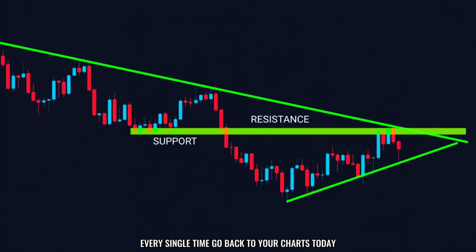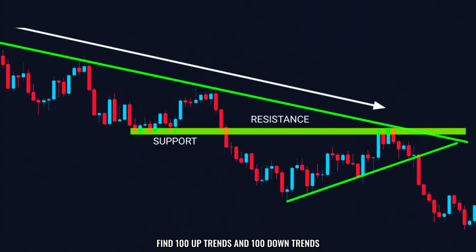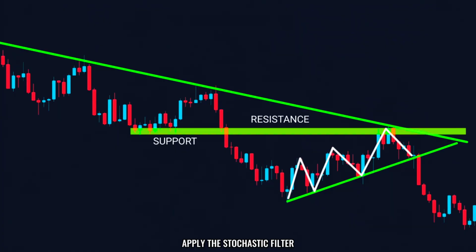Go back to your charts today. Don't take a single trade. Just practice drawing. Find 100 uptrends and 100 downtrends. Apply the stochastic filter. See how many times the structure shifted before the break. Mastery is built through repetition.